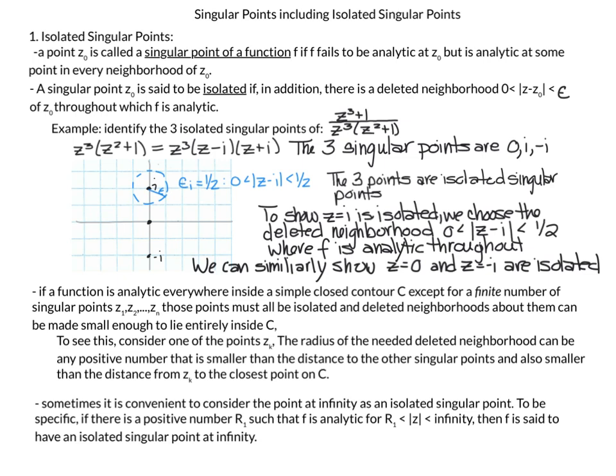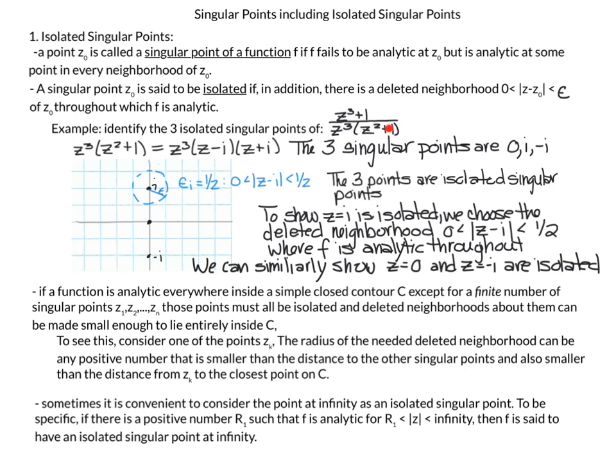We do have an example here that we will cover in more detail, but let's go over it briefly to identify the three isolated singular points of the function (z cubed plus 1) divided by z cubed times (z squared plus 1). To look for singular points, we need to look for points where this function fails to be analytic, and in particular, we're going to look to see where we have division by 0.